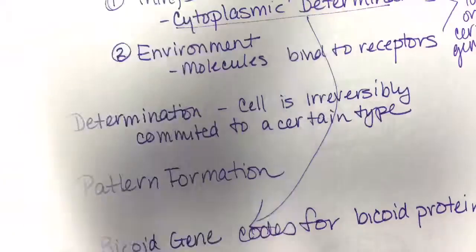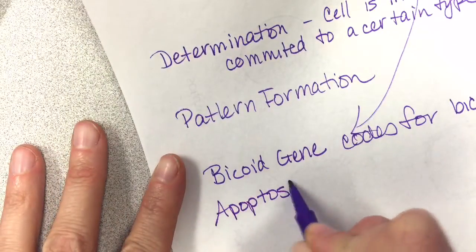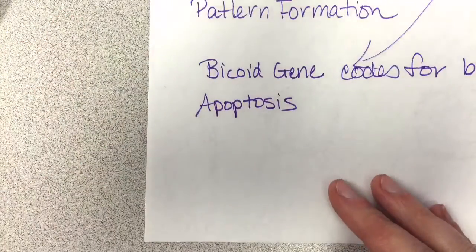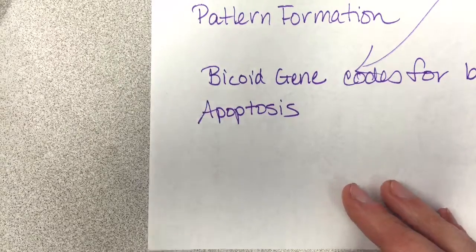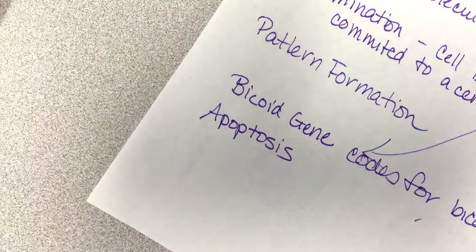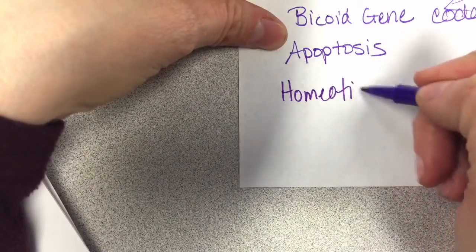And then we looked at apoptosis. And remember, that's a review of the deliberate killing of cells, like between the fingers and so on. And then the last thing we looked at was the homeotic genes. And so the homeotic genes, we did that in the coloring book activity.